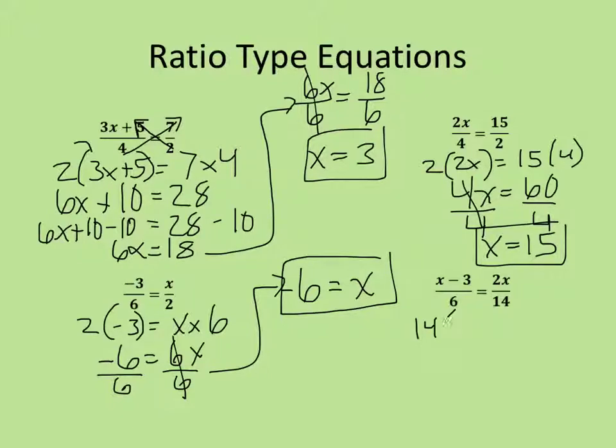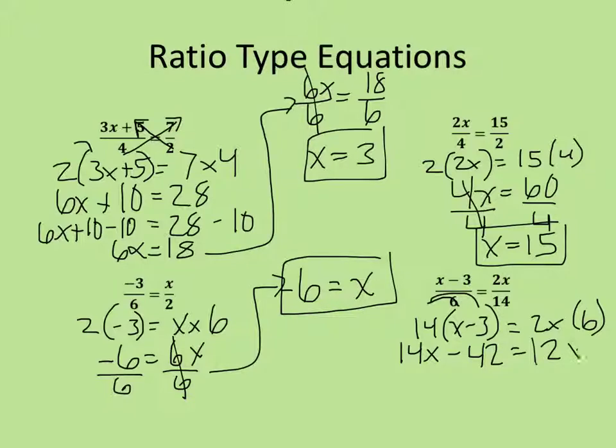This one over here, it's 14 times the whole top equals 2x times 6. So over here, I'm going to distribute into the brackets. Gives me 14x take away 42 equals, and 6 times 2 is 12x over here. So I want that 42 gone, so I'm going to add 42 to both sides. Because it was a takeaway, the opposite is adding.